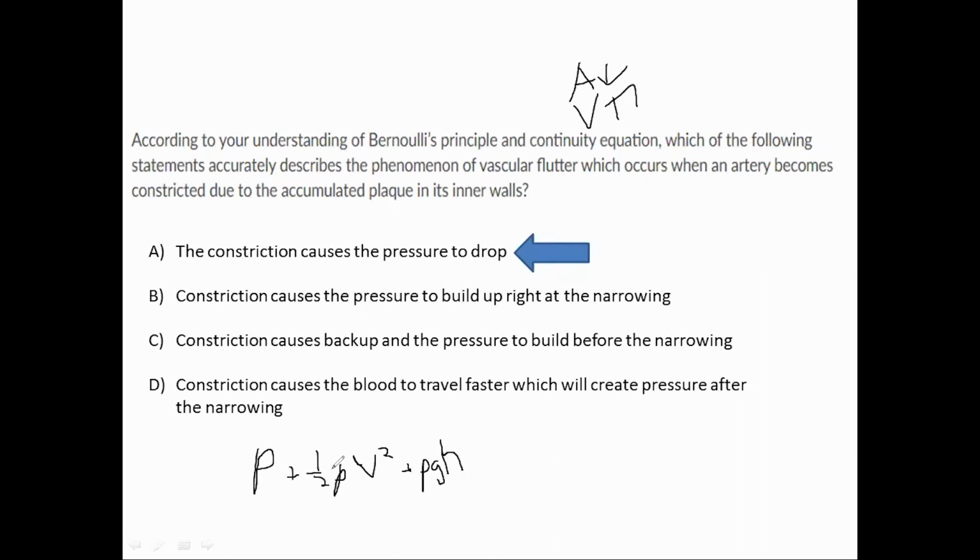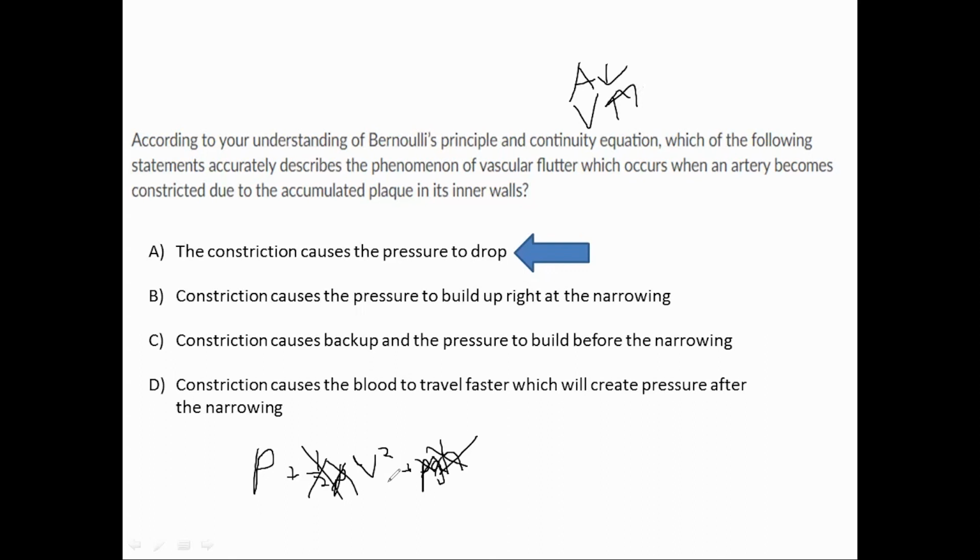We know that rho is constant, so we can get rid of rho. We can get rid of 1/2 because that doesn't change from side to side. Both sides have 1/2 and both sides have rho. G is a constant. Height, they didn't mention that height was changing, so height is the same. The only variables left that are changing from the left side to the right side, from before to after, are the velocity and the pressure. Velocity went up.